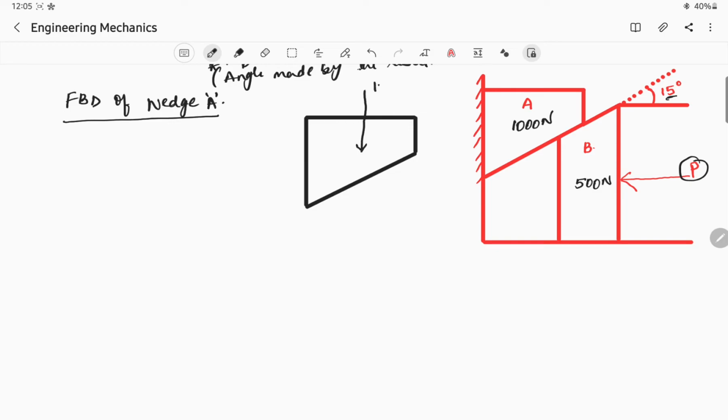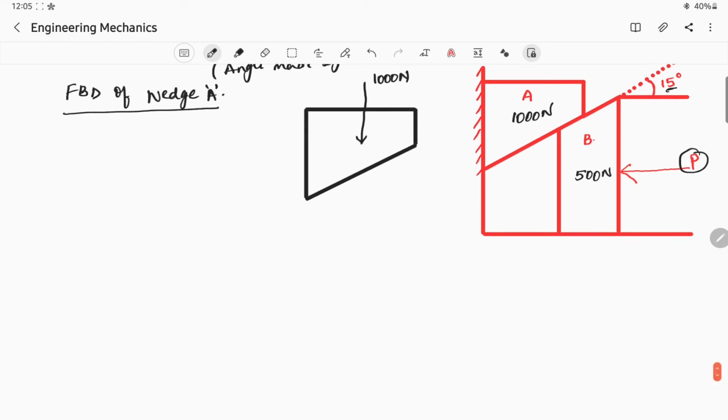Weight always acts exactly in the downward direction. We all know that the weight of this wedge is 1000 newtons. Okay, 1000 newtons. So at this wall, this part is the wall. So from the wall we'll be having a reaction coming from there. I'll name this as N1, normal reaction 1.